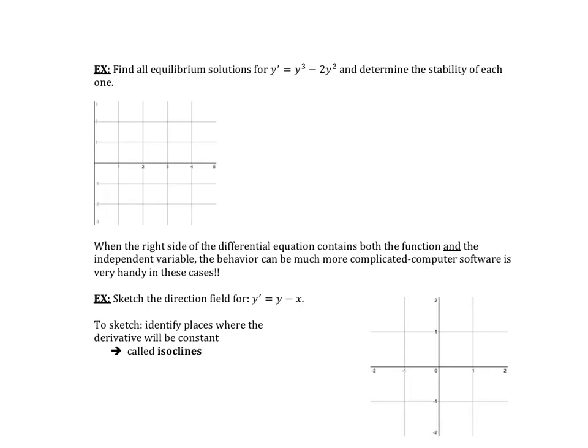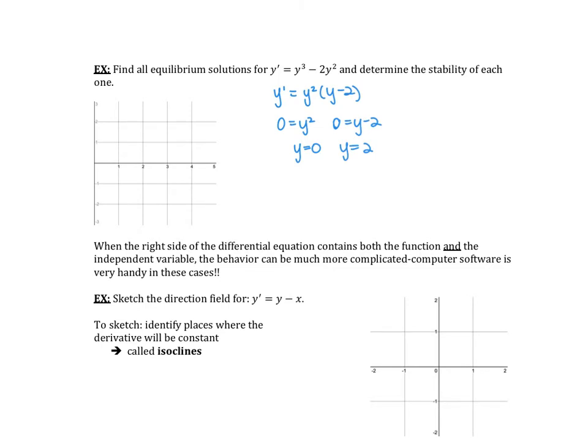So hit pause and let's try this next example. It says, find all the equilibrium solutions of y prime equals y cubed minus 2y squared and determine the stability of each one. So hit pause and try it. All right, so the first thing I'm going to do is factor this. So we get y prime equals y squared times (y minus 2). And setting each of those equal to 0, I get y equals 0 is an equilibrium solution and y equals 2 is an equilibrium solution.